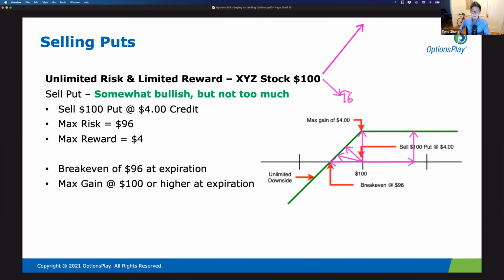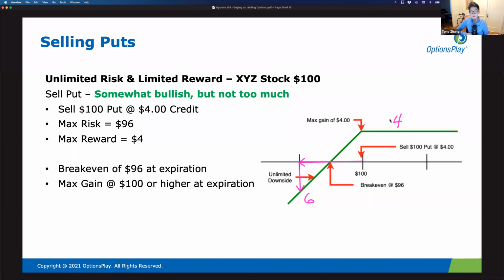Only if the stock goes below 96 do I actually lose money. And keep in mind that I'm losing money proportional to the stock moving lower. So if the stock moves $10 lower, I'm not really risking unlimited amounts of capital. I'm only risking, in this particular case, $6. If the stock goes from 100 to 90, I lose $6. But remember, my reward here was $4. So the risk reward ratio here is not actually as poor as many investors perceive it to be.